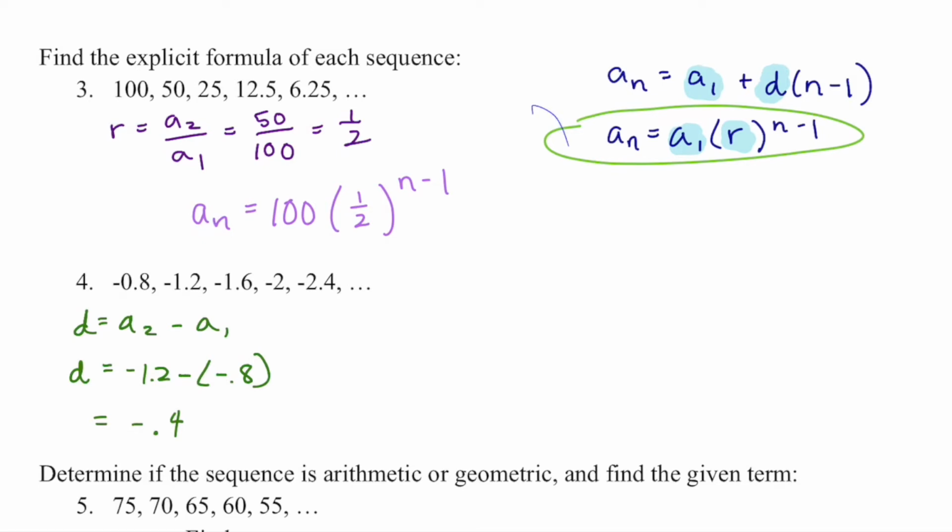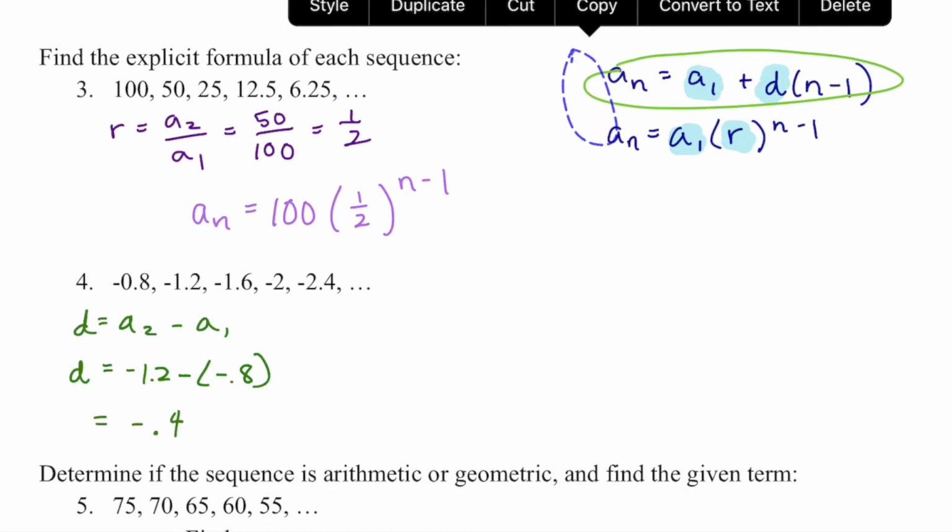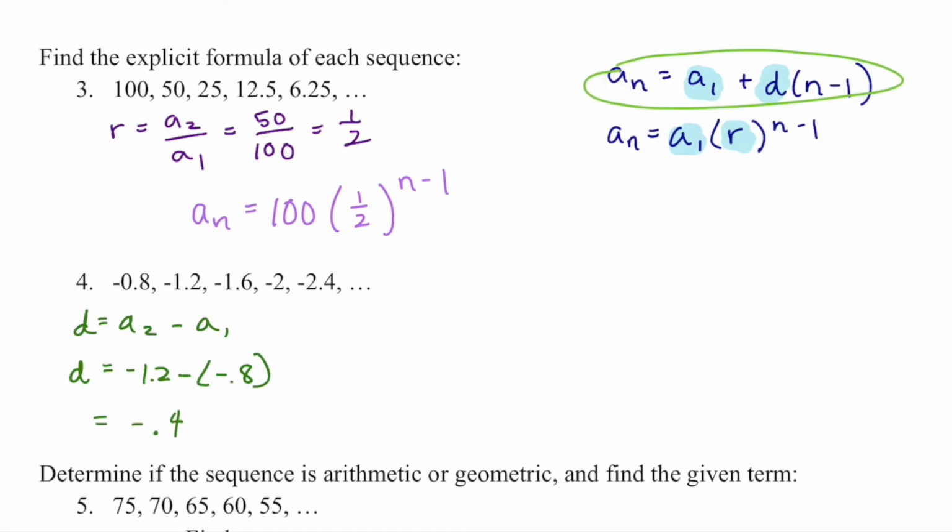That means that this time we're using this formula, okay? This time we are using this formula, and again, it's just a matter of plugging in. So An equals A1, which is negative 0.8, plus D, which is negative 0.4, times n minus 1. Adding a negative is the same as subtraction. And now this formula would allow us to find any term of this sequence we wanted.